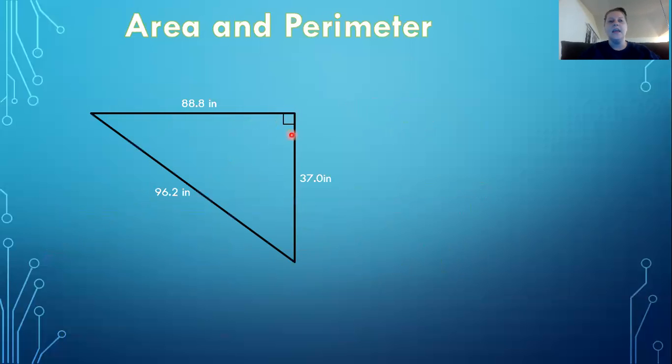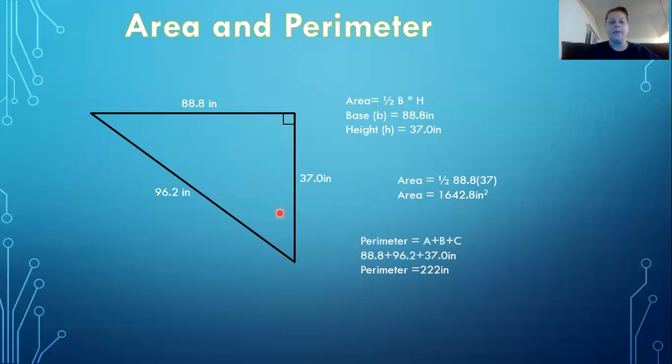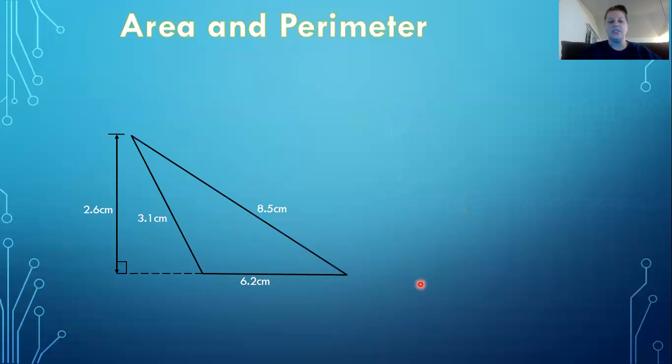Now you see this one is already a right triangle, so we don't need to find the highest point and bring it to the base to find the height of this triangle. So again, the area is 1/2 base times height, with our base being 88.8 inches and our height being 37 inches. And when we plug that in, we get the area of 1,642.8 inches squared. Again, our area is in squared measurements. Now perimeter, again, we're just adding all the sides together, which comes out to 222 inches.